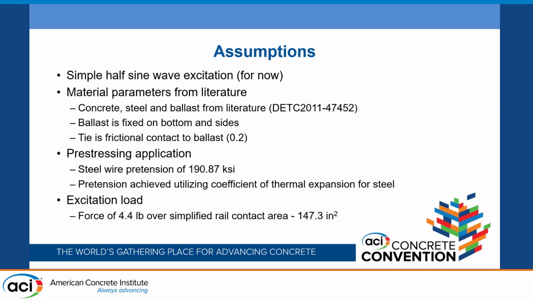For the pre-stressing application, the steel wire is pre-tensioned to about 190 KSI, which is typical of real-world tie pre-stressing. This was achieved using the known deformation needed to cause that much pre-stressing in the wires, and then using the coefficient of thermal expansion to cause that much deformation in the wires themselves. Excitation load is a force of about 4.5 pounds. That is a distributed load over the simplified rail contact areas.